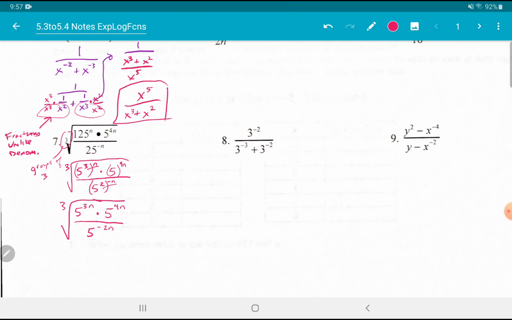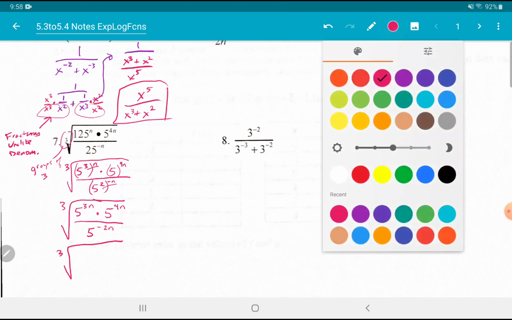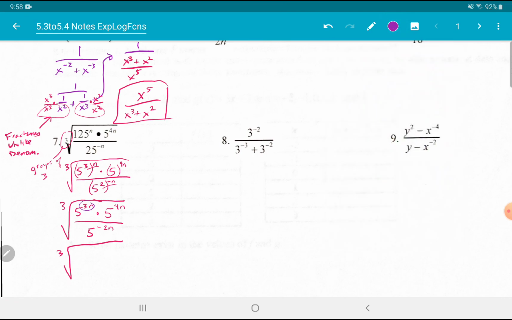Well, they actually all have the same base of 5, so a property we can use is if they have the same base, we can actually combine them together as one base. What will that become? Well, we add these powers up. So we have 3n plus 4n. So we have 5 to the power of 3n plus 4n. And then we also have a same base here of 5, which means we know, because it's division, you subtract that power. So we're going to say minus a -2n. So let's combine all that together.